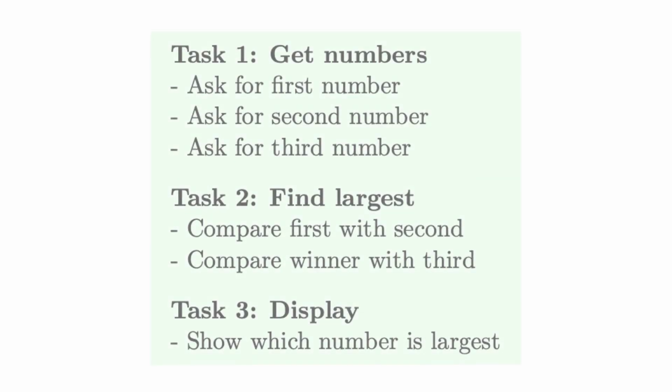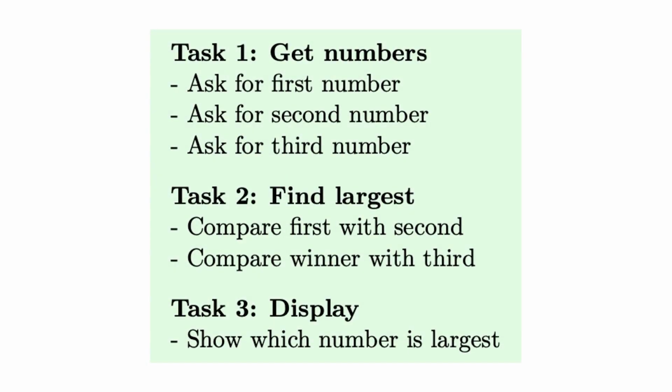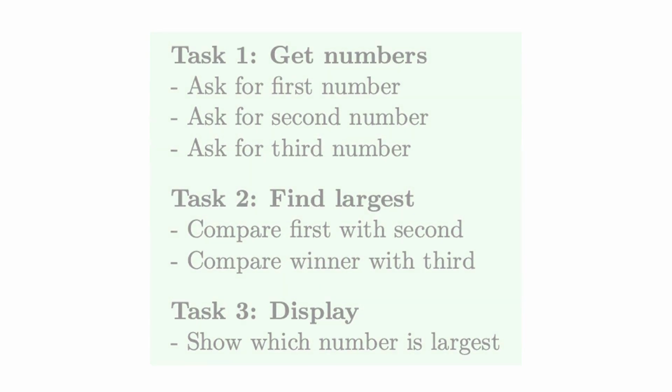Now, let's break down each task even further. Task 1 splits into asking for the first number, second number, and third number. Task 2 becomes comparing first with second, then comparing the winner with the third. Task 3 is simply showing which number is largest. See how each big task becomes bite-sized pieces?